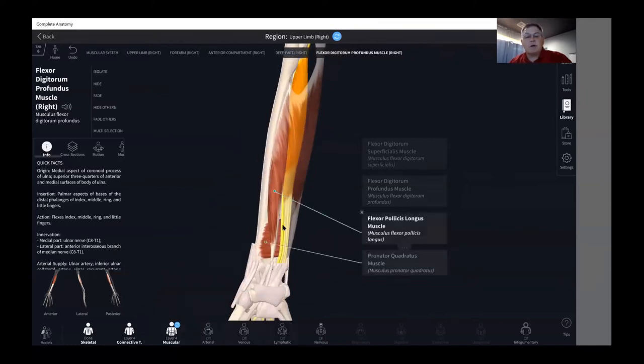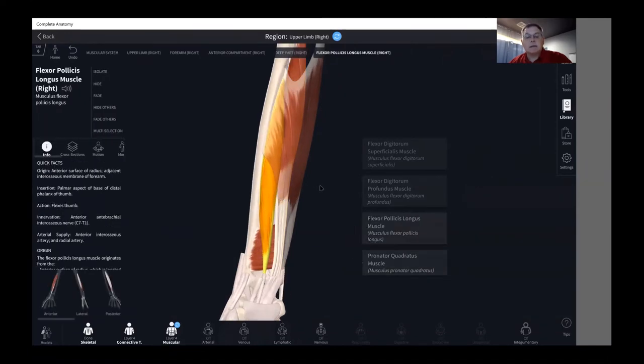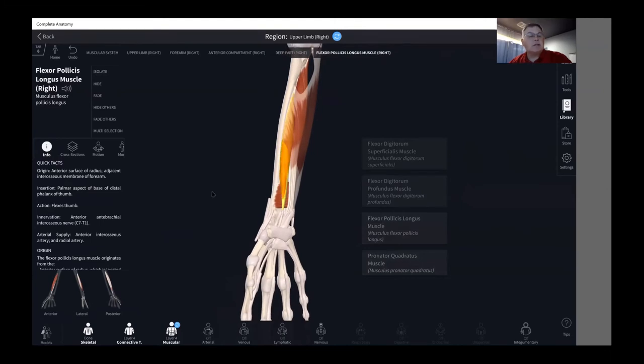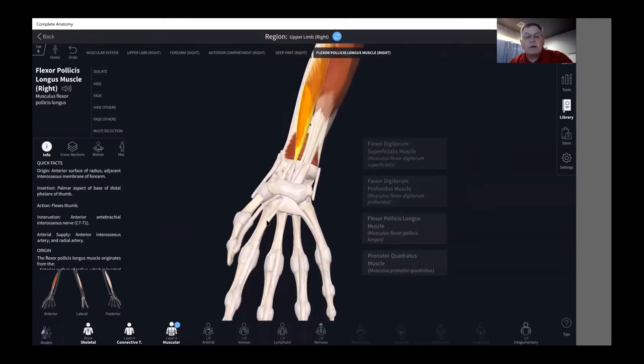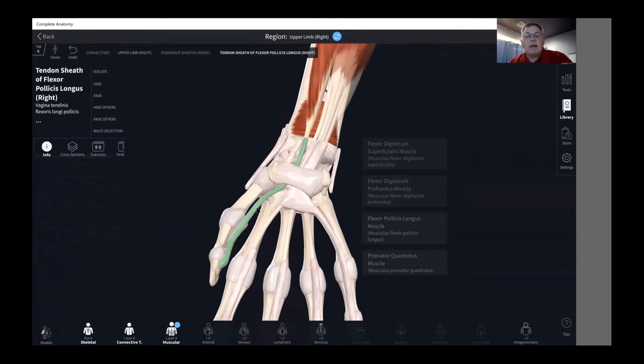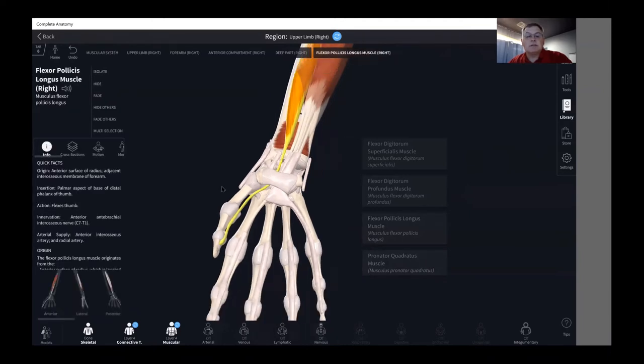We get to the flexor pollicis longus. We highlight that. So we see here its origin is the anterior surface of the radius and the adjacent interosseous membrane of the forearm, with the insertion into the palmar aspect of the base of the distal phalanx of the thumb. And so we know we cover a lot of territory here. Let me come in and I'm gonna hide that sheath so that you can really see the distance there.